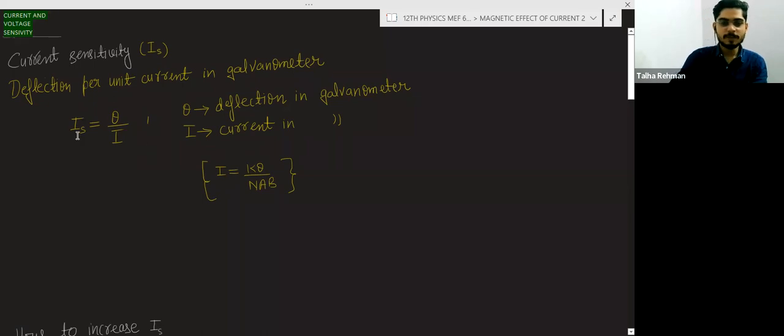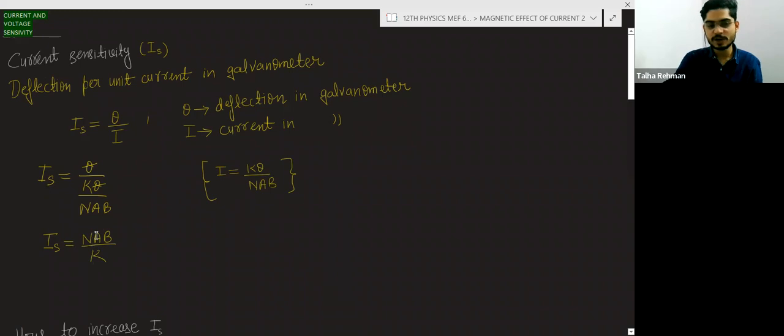So now we will put the value. This is theta. Put the value of current. Current is given by K theta divided by NAB. Just I have derived K theta divided by NA into B. This theta and theta will be cancelled out. The current sensitivity will come out to NAB divided by K. What is N? Number of turns in the coil, A area of cross section of the coil, B magnetic field.